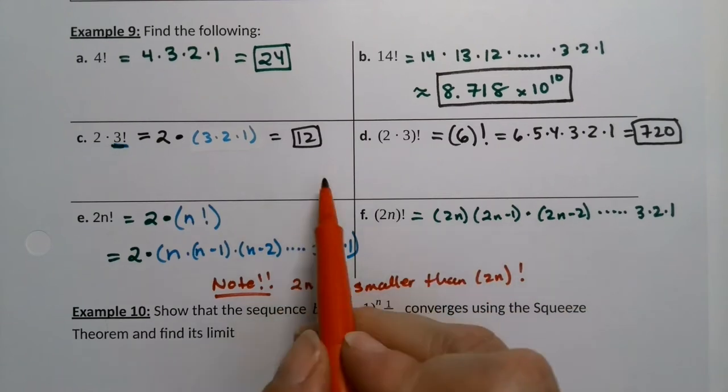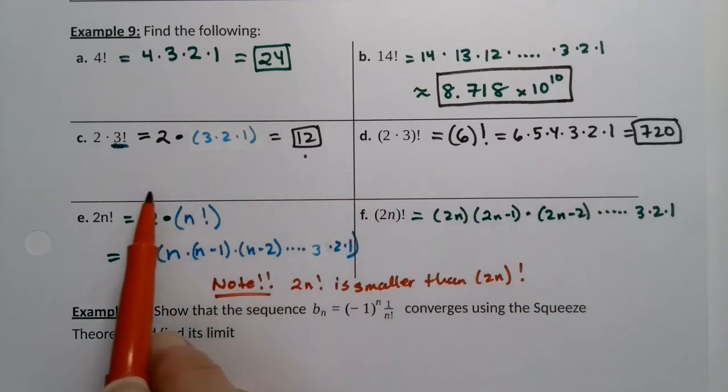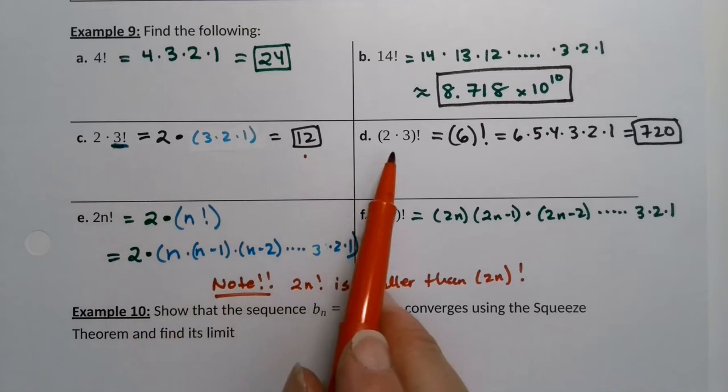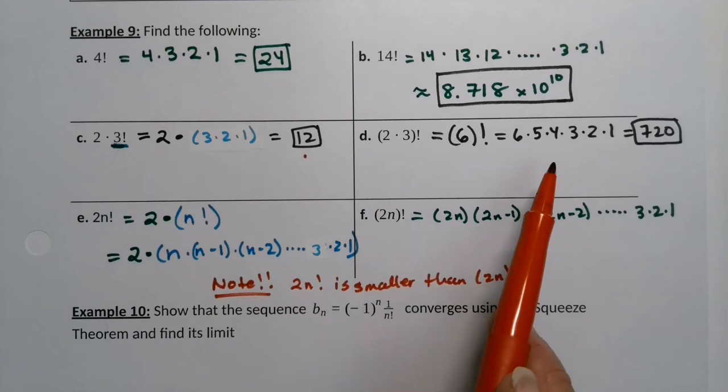Right? You can see it right there. 12 was smaller than 720. They weren't even close, right? This is 2n factorial. This is the quantity 2n, close that quantity, factorial. Much larger, much, much larger.